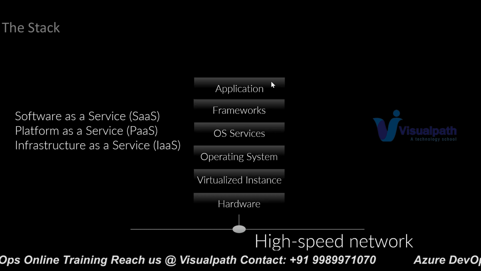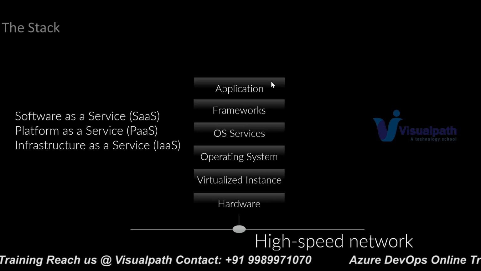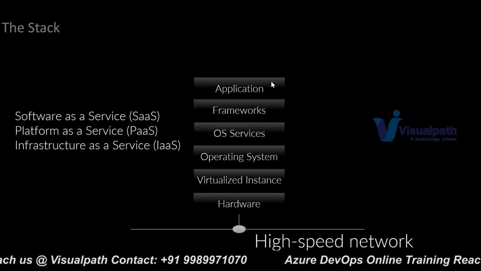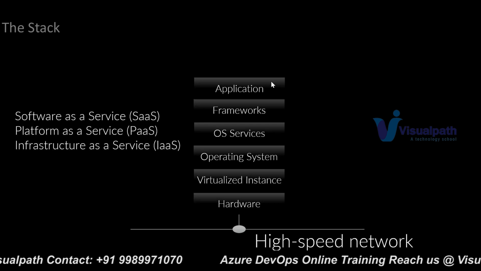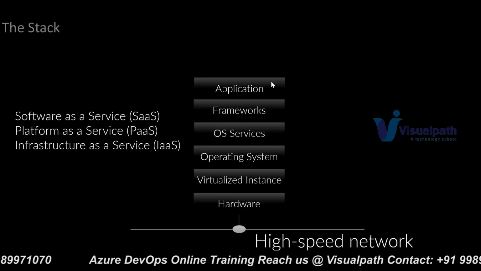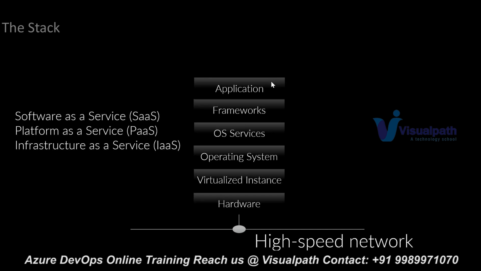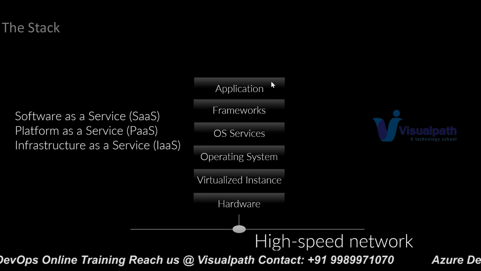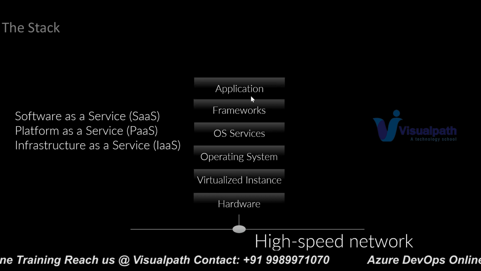Any cloud provider in general offers three types of services: one is software as a service, the next is platform as a service, and the third is infrastructure as a service. Depending on what kind of service we need, let's take the diagram you are seeing here.